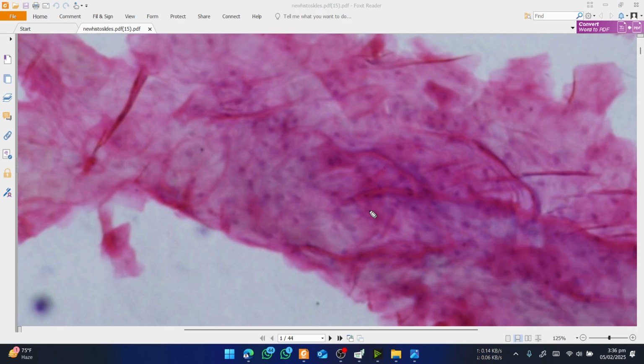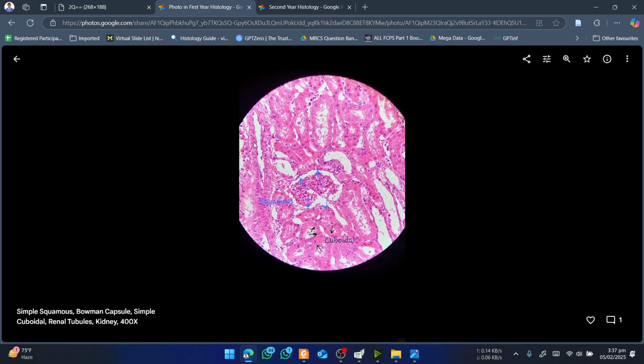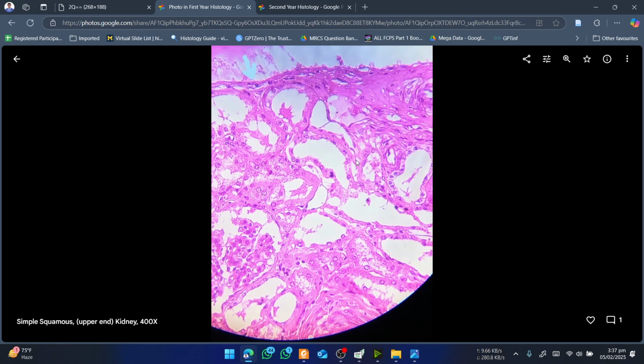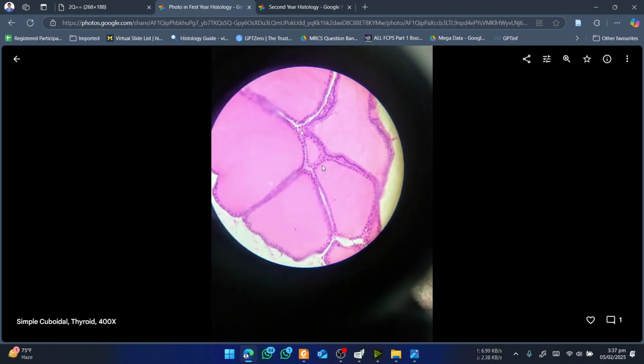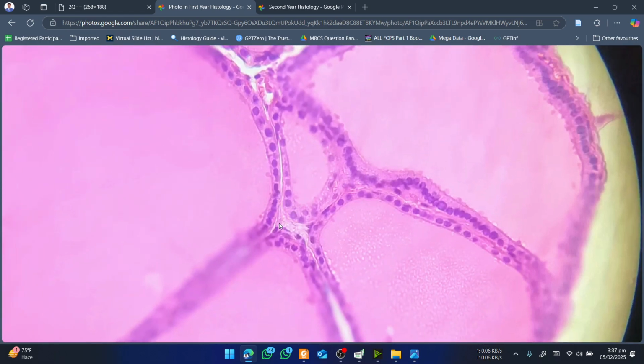Okay, let's move on. Then comes the simple cuboidal. These mostly are very self-explanatory. Sometimes you are given this and sometimes you are given other pictures. In simple cuboidal, you may not see the individual cell shape, but you will see the rounded nucleus, like this one. This rounded nucleus gives an idea of the simple cuboidal epithelium: single layer, cuboidal in shape.